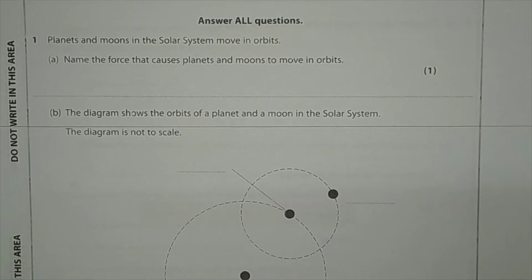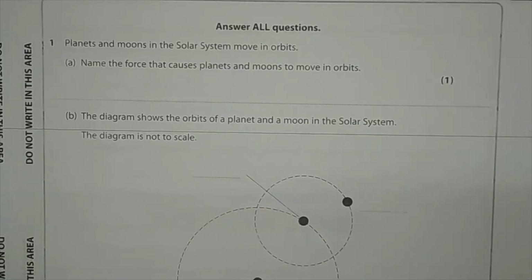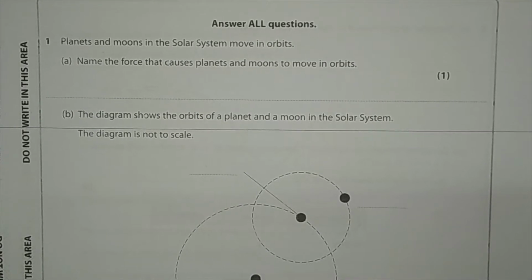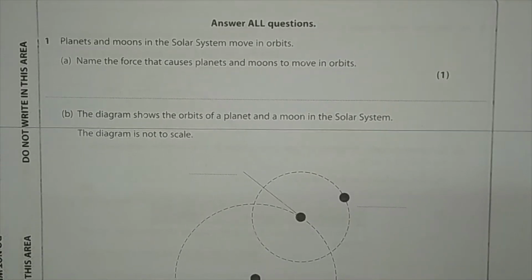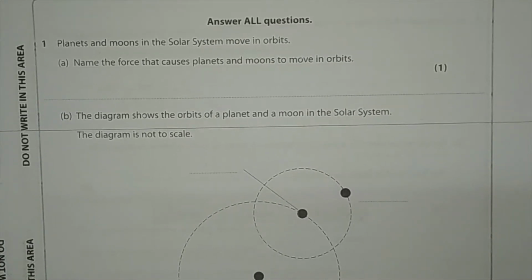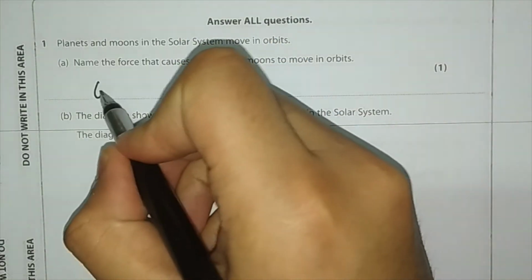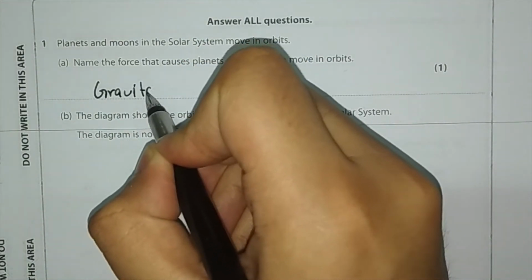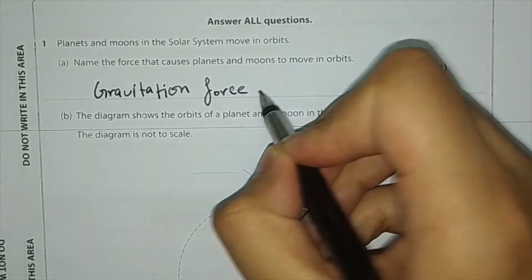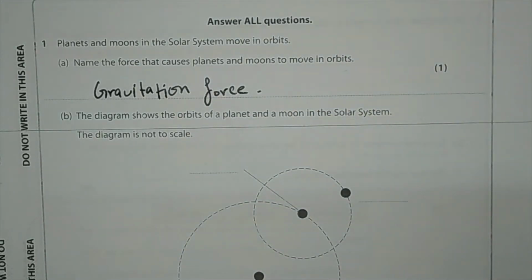Okay, question number 1. Planets and moons in the solar system move in orbits. Name the force that causes planets and moons to move in orbits. So everyone knows this will be gravitational force. Make sure to write the full words. Sometimes it's a little risky not to.